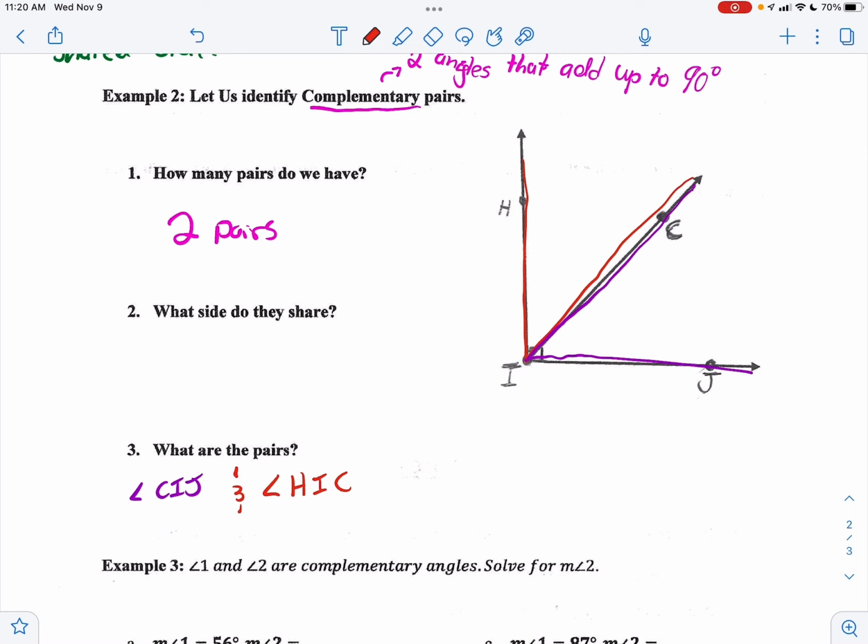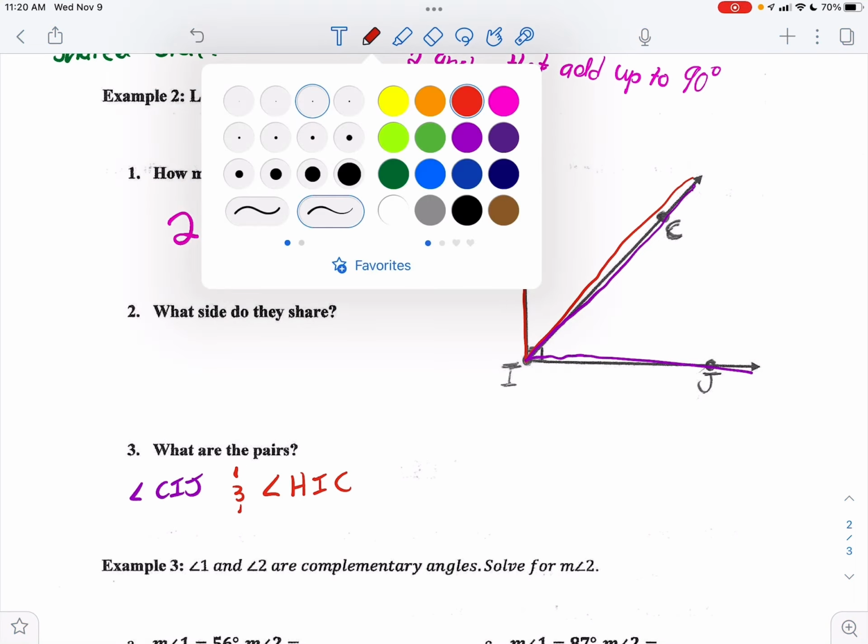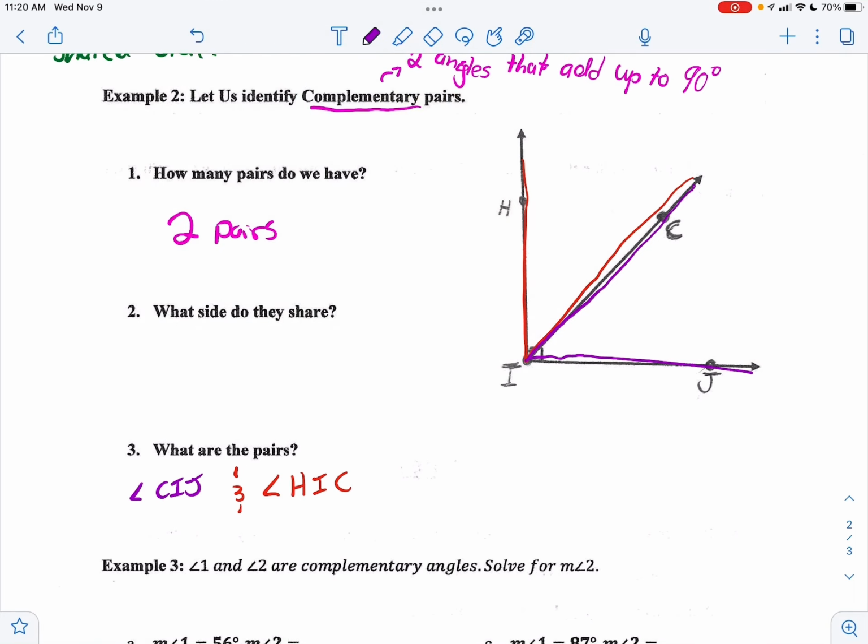So now that you see this, what side do they share? Go ahead, take 1 second. I want you to think about that. I'm going to pause. Think about it. What side do they share? All right. You should have said that they share ray IC.